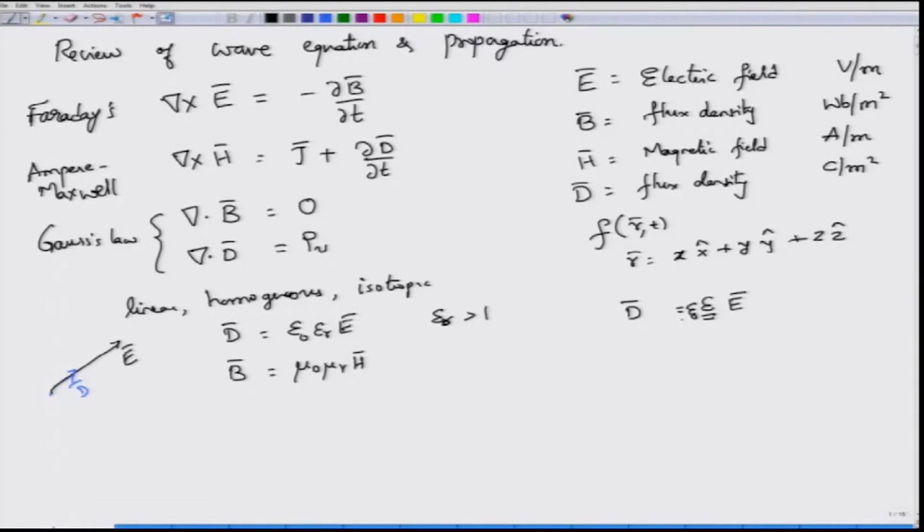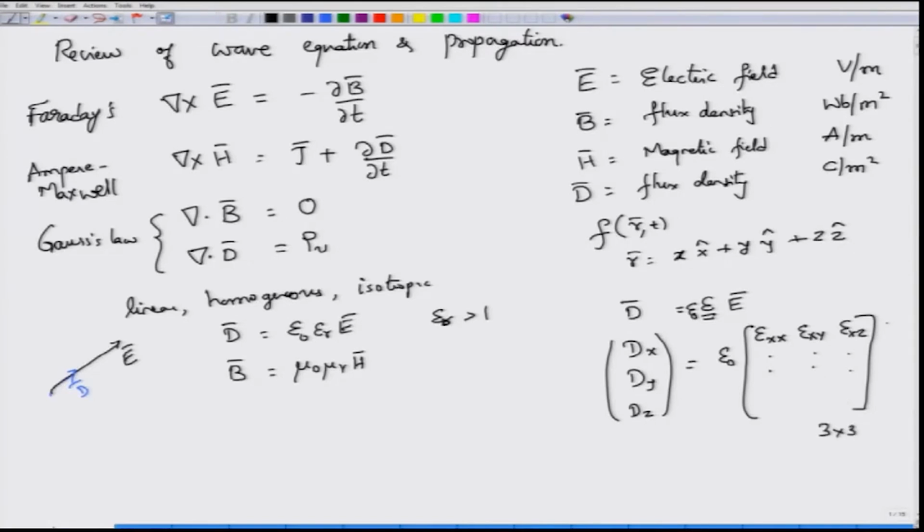This D and E are related by a matrix, that is to say, in the rectangular coordinate system, the three components of the D vector Dx, Dy and Dz are given by a matrix times the electric field vector E. So, you have epsilon xx, xy, xz. I hope you can fill up the rest of these elements here. This will be a 3 by 3 matrix. Finally, you have the electric field components Ex, Ey and Ez. Clearly, you can see that an isotropic medium is a very special case of an anisotropic medium.